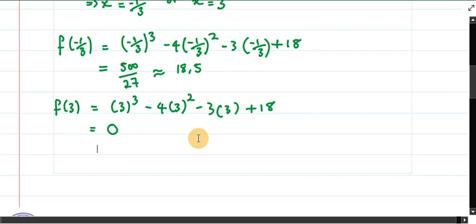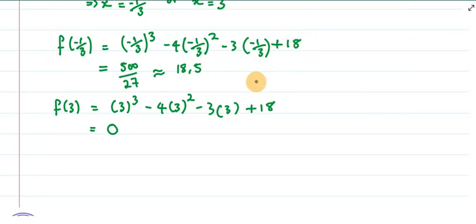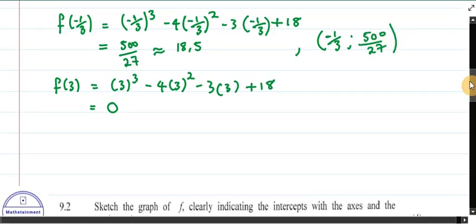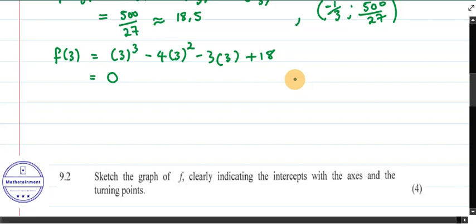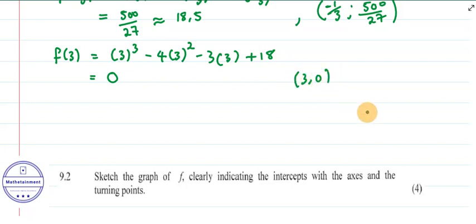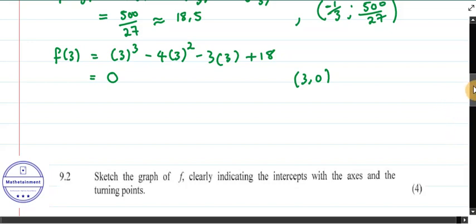Let's write the points, because we cannot leave it like this. By leaving it like this, we did not answer the question. So we'll say: when the input is minus 1 over 3, the output is 500 over 27. And when the input is 3, the output is 0. So these are the turning points.